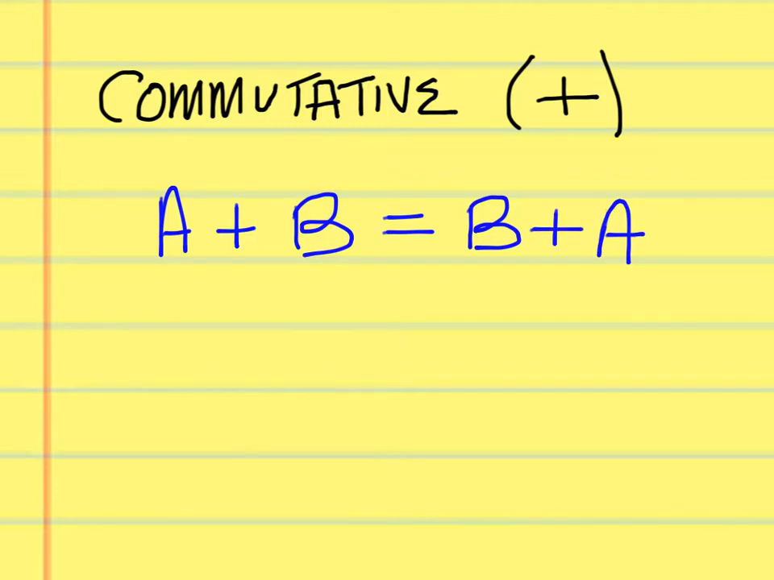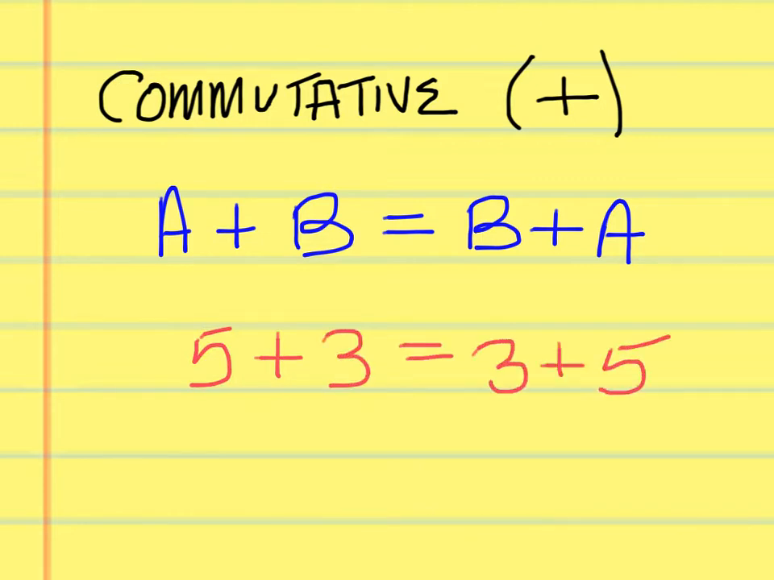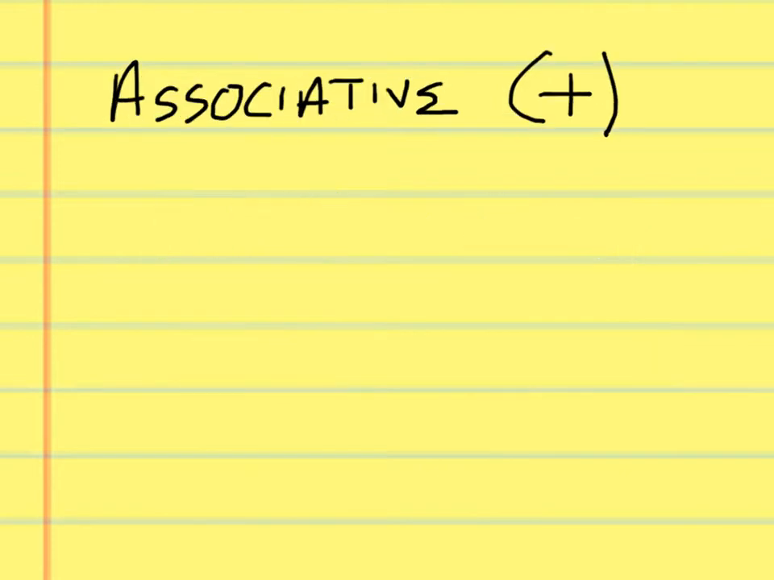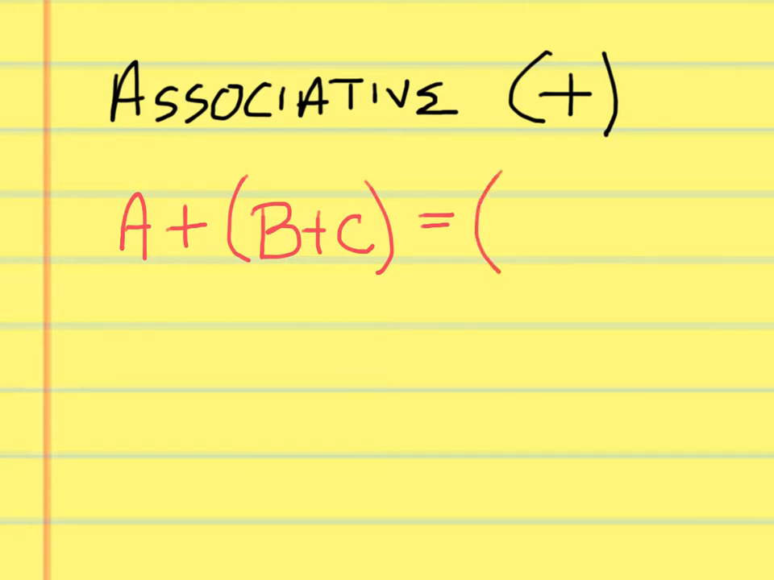That means if you have something like 5 plus 3, that is the exact same thing as 3 plus 5 because it still gives you 8. The associative property of addition says that if you have A plus the quantity B plus C, you can set that equal to the quantity of A plus B, close the quantity, plus C.